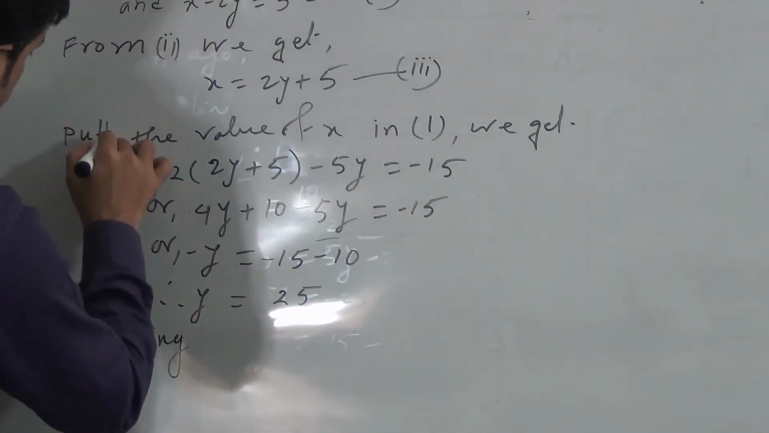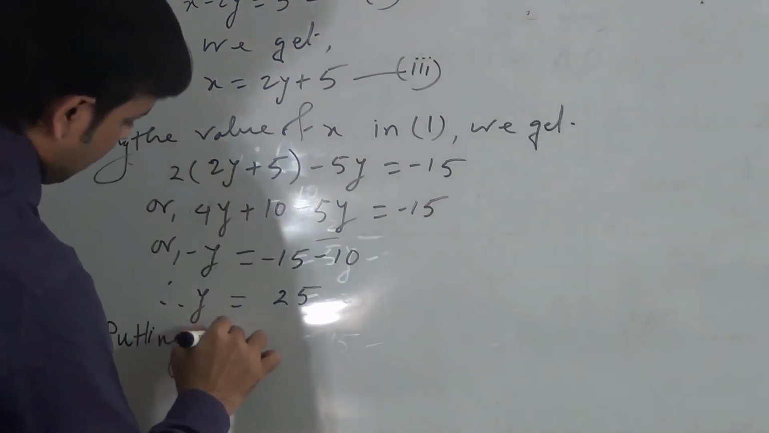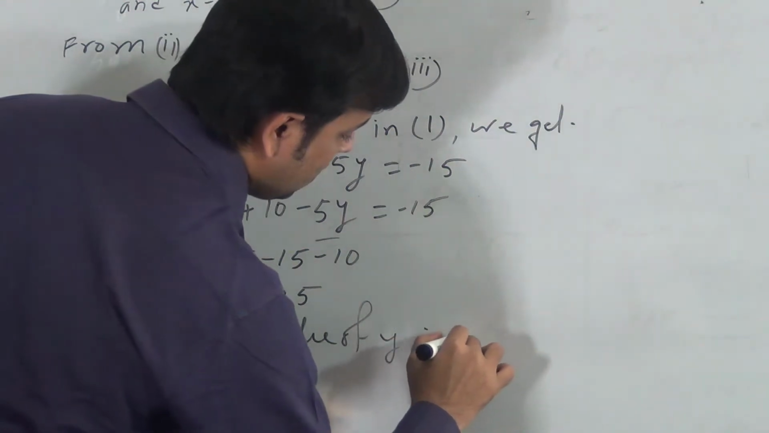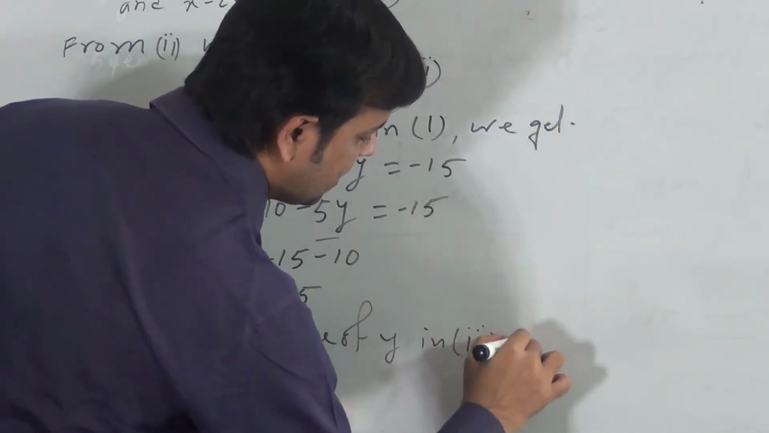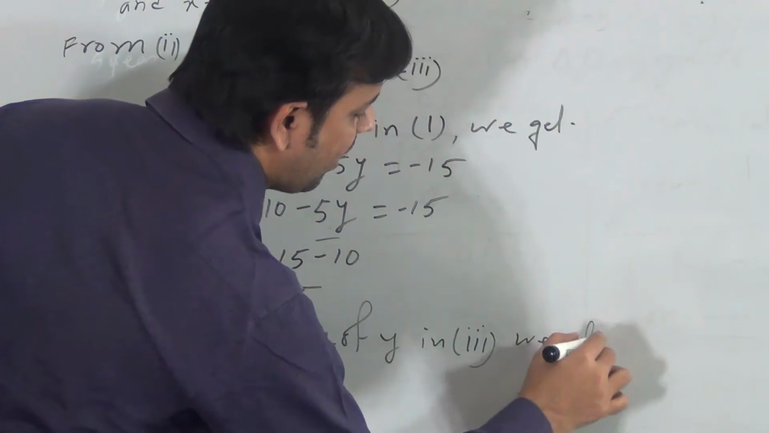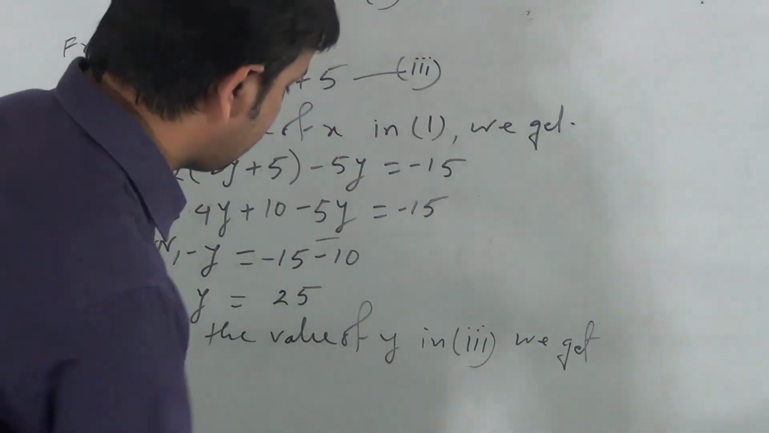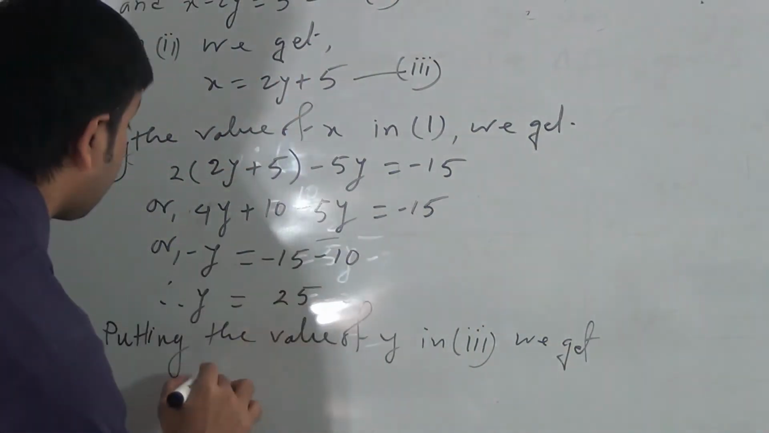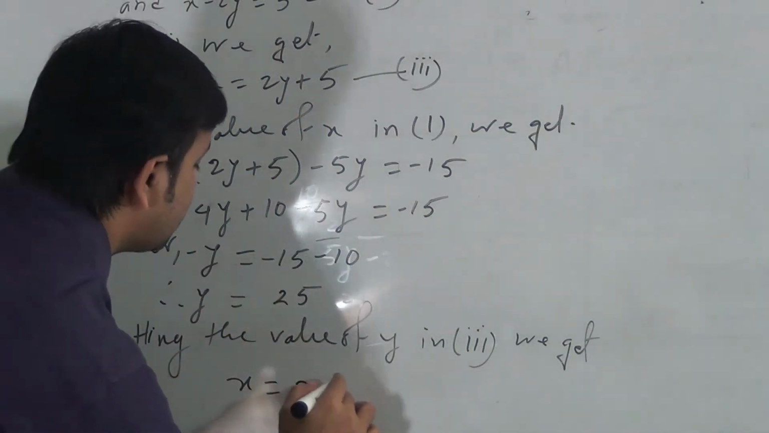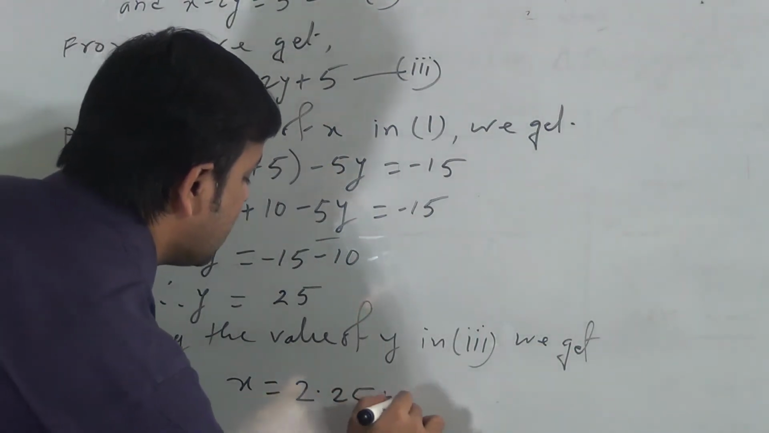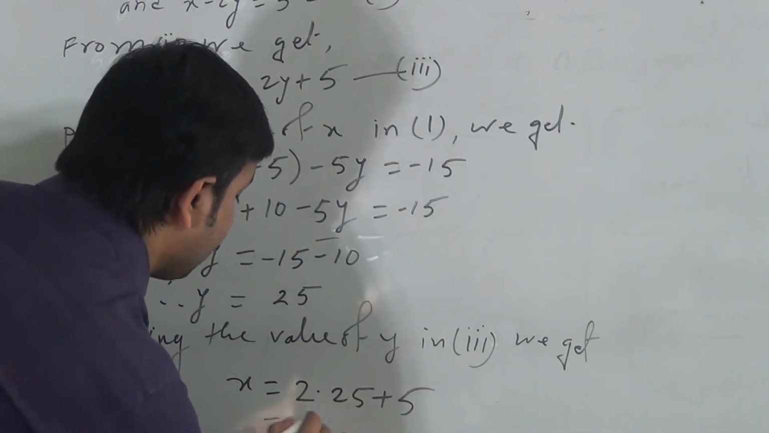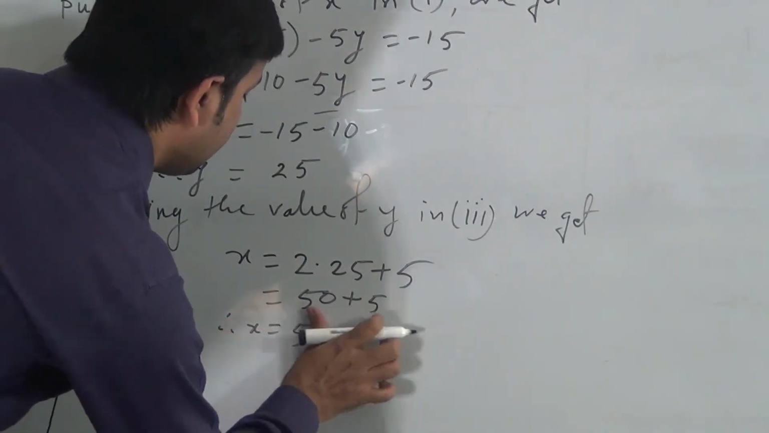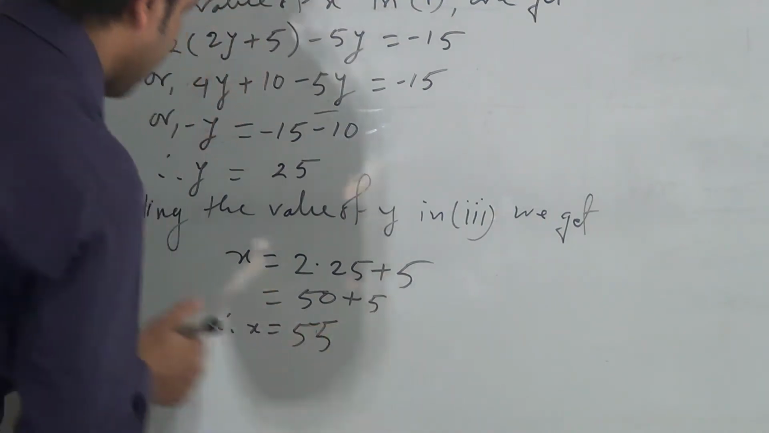Putting the value of y in equation 3, we get x equal to 2 into the value of y is 25 plus 5, 50 plus 5. Therefore, x equal to 55. X equal to 55.